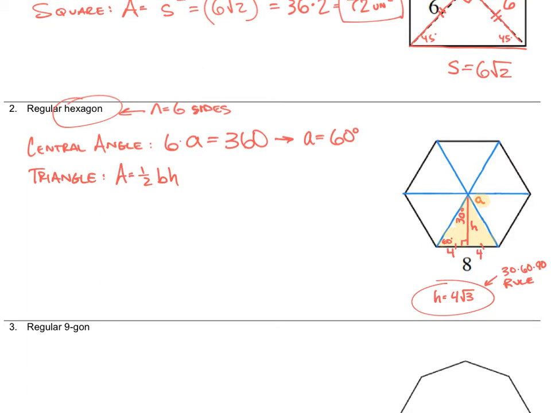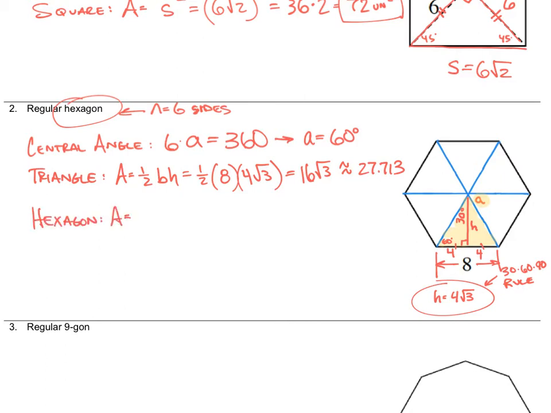Okay, so now I can find the area of that central triangle. It's going to be 1/2 times the base, which is this whole dimension here of 8. Be careful, it's not 4, it's 8. And then times the height of 4√3. So when you go ahead and multiply that out, you're going to get 1/2 of 8, which is 4, and then 4 times 4√3, which is 16√3. And that's approximately equal to 27.713.